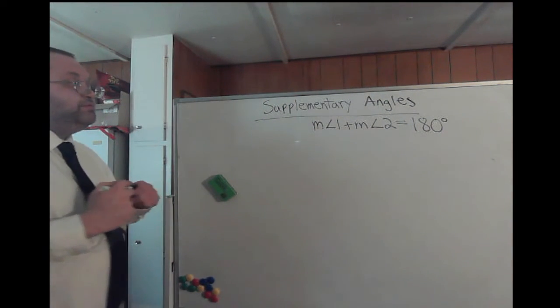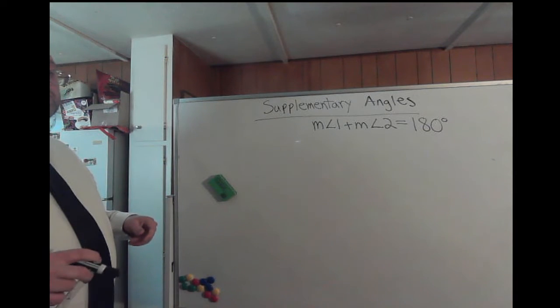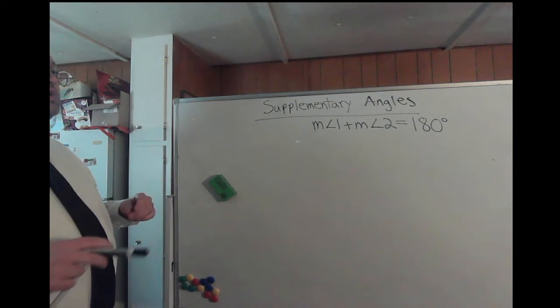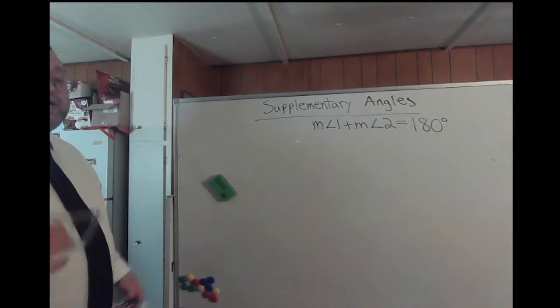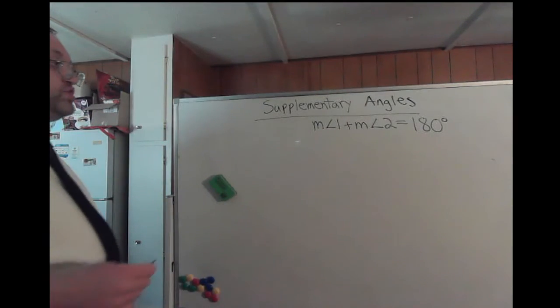You could split complementary and supplementary into as many angles as you want. The sum of all of them for complementary should add up to 90. For supplementary, they should add up to 180. They should make a perfect straight line.